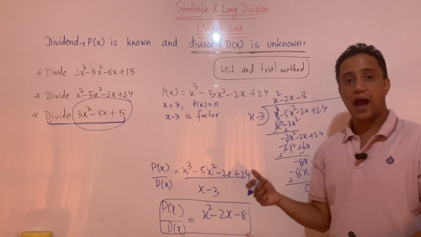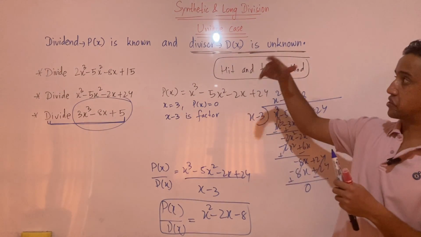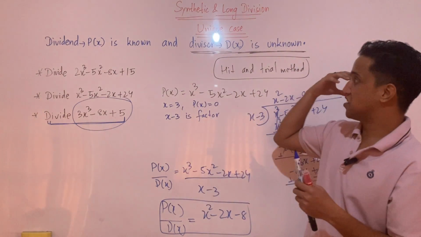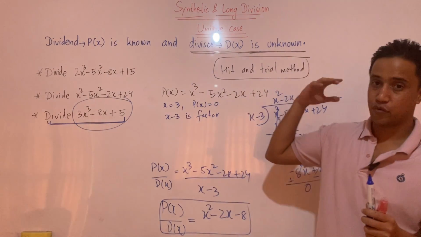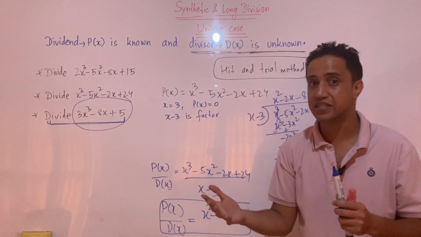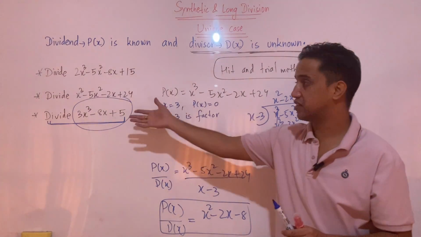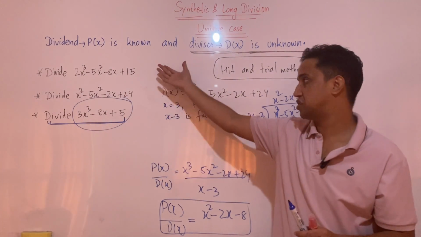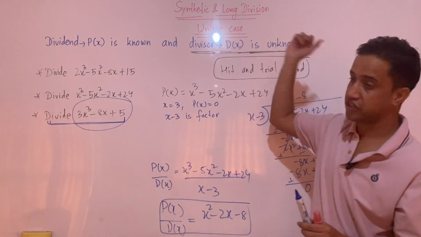So I hope this video has cleared the doubt about the unique case when the divisor is unknown and you are just given the dividend and the question says to divide p(x) using synthetic division or the long division method.